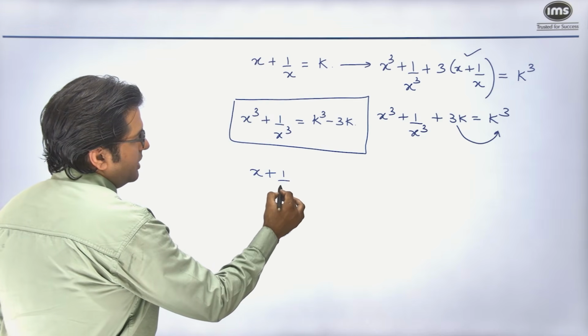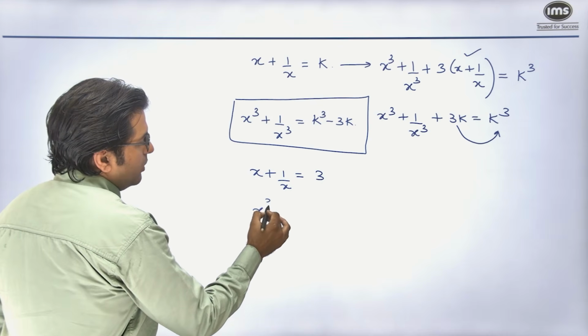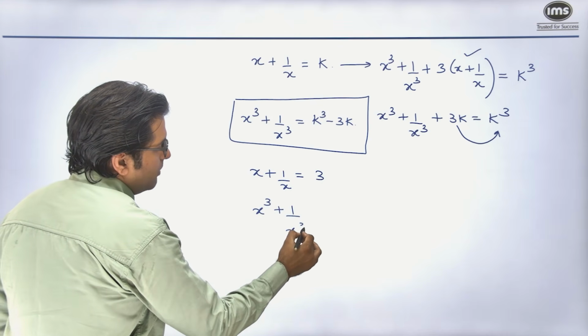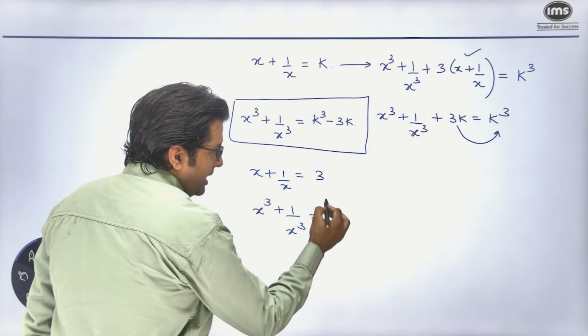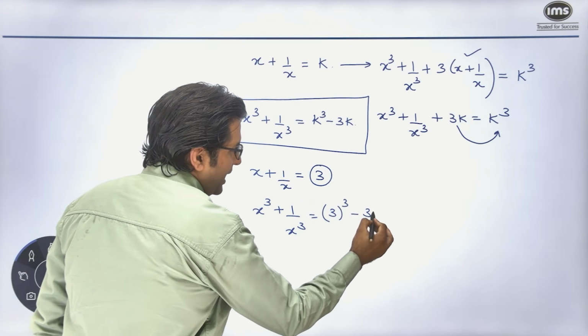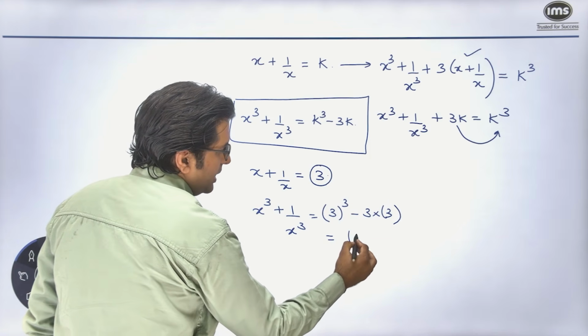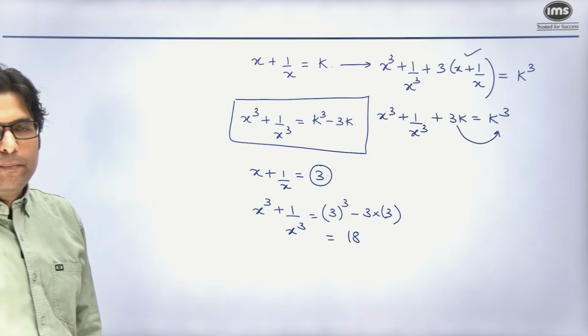So if I am given the value of x plus 1 by x to be equal to 3, can I quickly calculate the value of x cube plus 1 by x cube? Answer should be pretty easy. Yes, the answer will be cube of this, which is 3 cube, minus 3 times of this value, which is again 3. So I have 3 cube 27 minus 9. The answer will be 18.